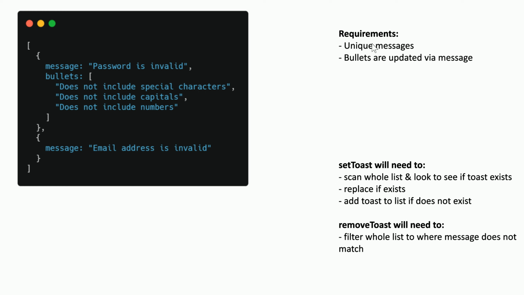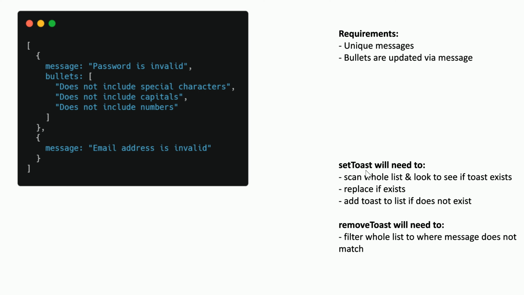Now, given these requirements and given the shape of state, the setToast function will need to scan the whole list to see if the toast exists, replace it if it does exist, and add the toast to the list if it does not exist. So there's a fair amount of complexity there. Remove toast isn't too bad. It's just a filter to where the message doesn't match. So I want to focus on the complexity of setToast.